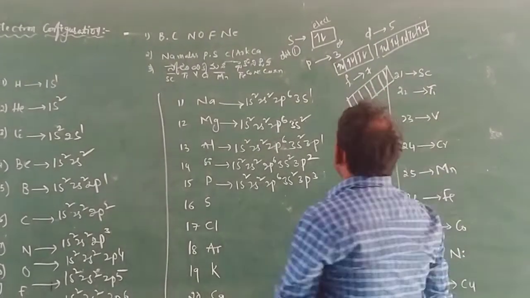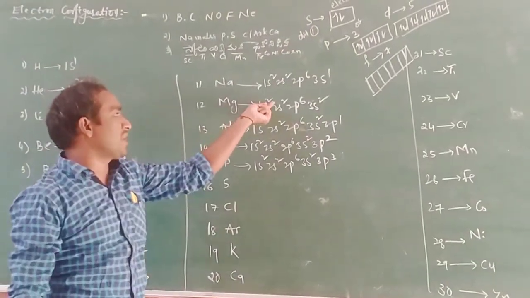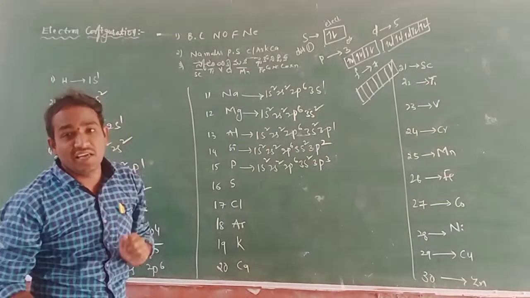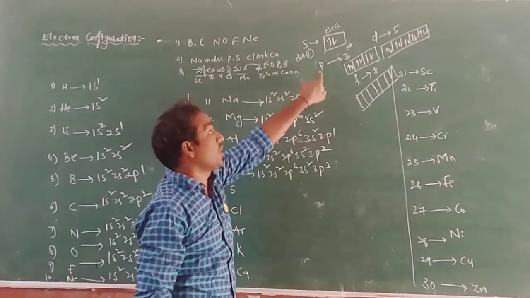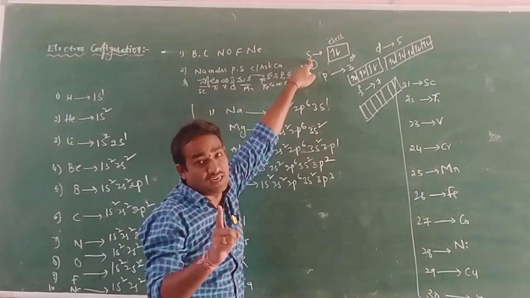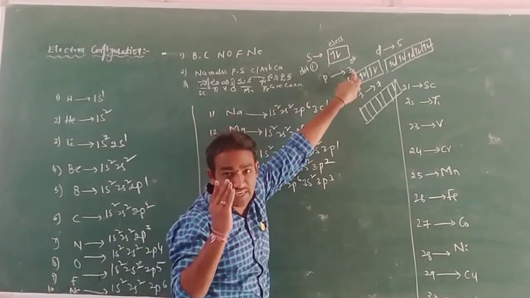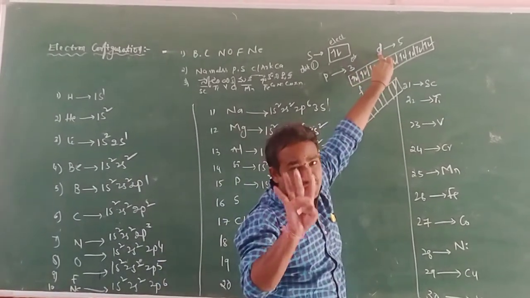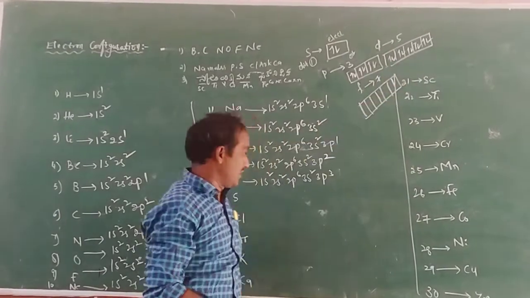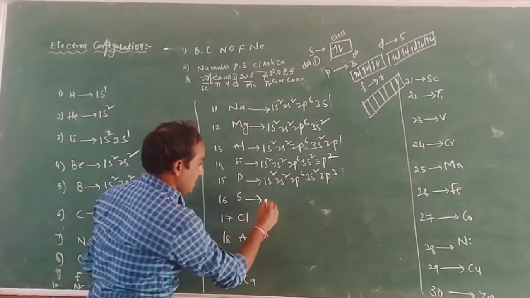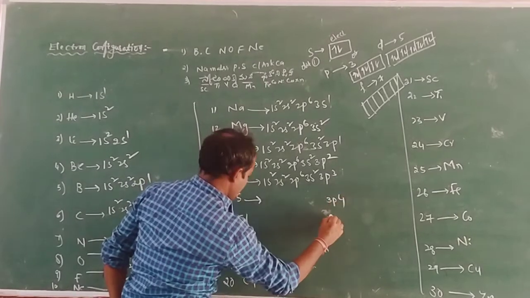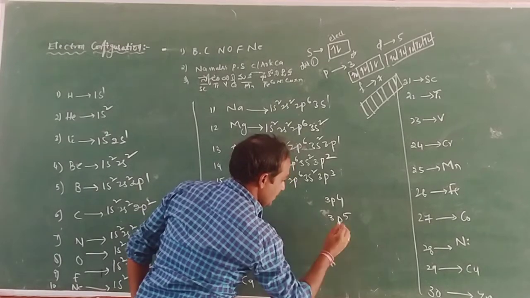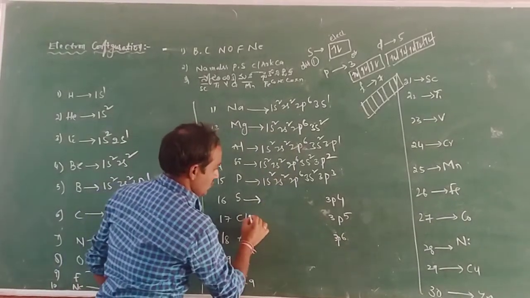So while writing, s holds a maximum of 2 electrons, p a maximum of 6, and d a maximum of 10. s has only 1 orbital, p has 3 orbitals with a maximum of 6 electrons, and d has 5 orbitals with a maximum of 10 electrons. According to this, after 3p3 comes 3p4, 3p5, 3p6.